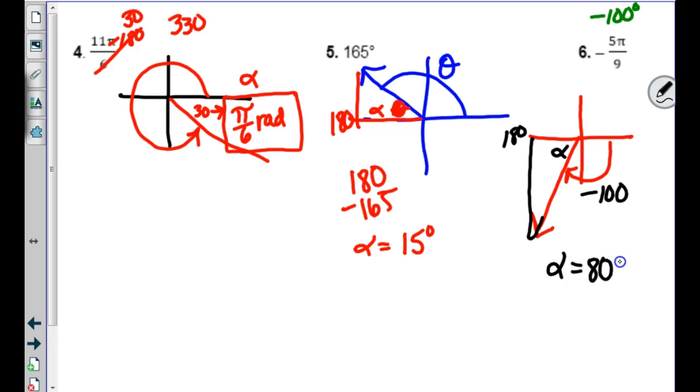Uh-oh, I'm going to get it wrong, because what did I forget? It's got to be in radians. I should have written it here as negative 5 pi over 9. So to change it back into radians, if we do pi over 180, we get 8 18ths, which reduces by 2 to 4 ninths.